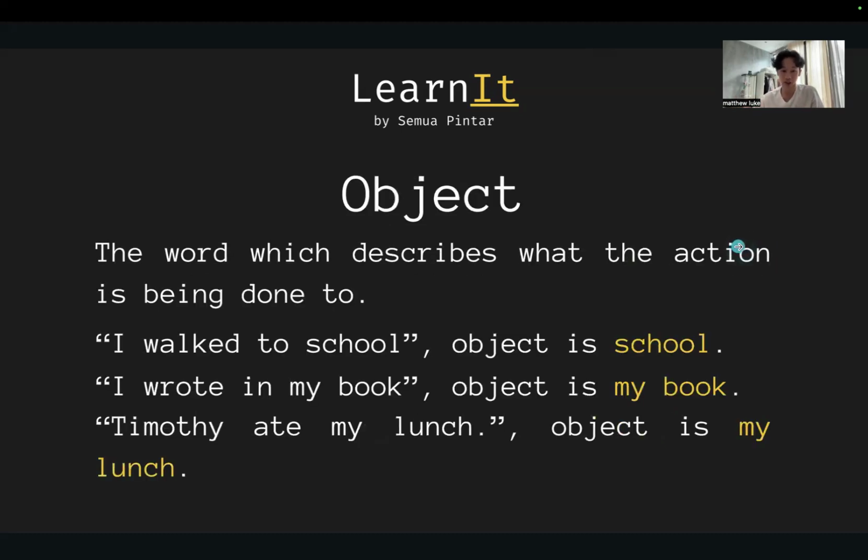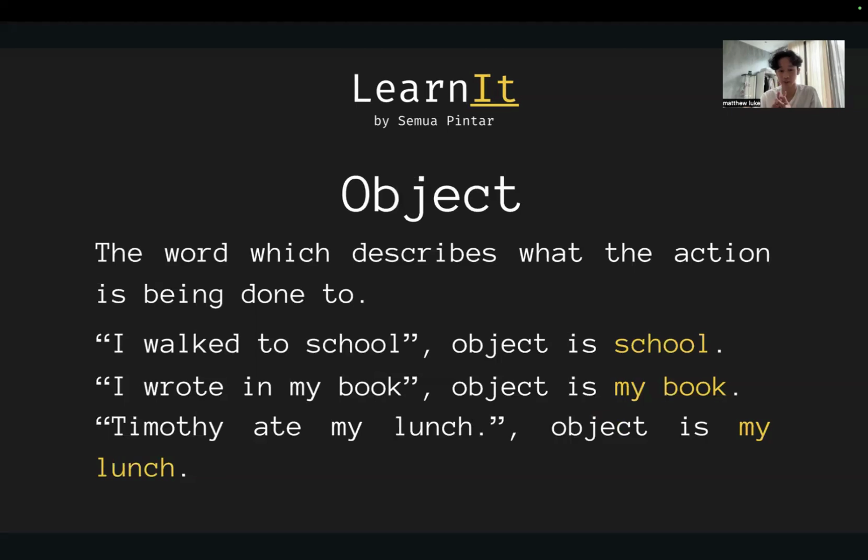Next is the object, which is the word which describes what the action is being done to. So if we look back at the previous example again, I walk to school. The object is school because it's trying to describe where am I walking to. I walk. So what is the verb being done to? So in that sentence, I walk. Where am I walking? To school, right?